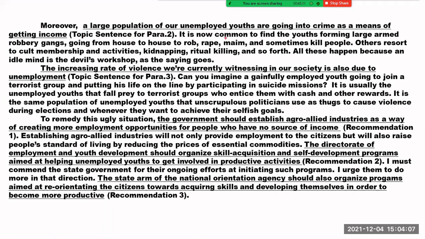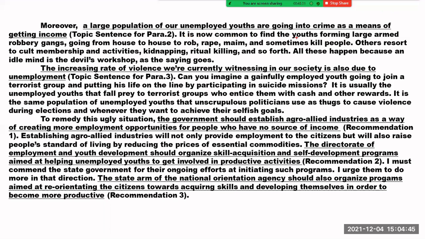Moreover, a large population of our unemployed youths are going into crime as a means of getting income. You see, this is the second point, the key point number 2 in our outline, and we are discussing it here. And then, having stated our topic sentence, which conveys the key point we want to talk about in this paragraph, all the other sentences will be supporting details. All right, so now let's see how we support this topic sentence with the following sentences.